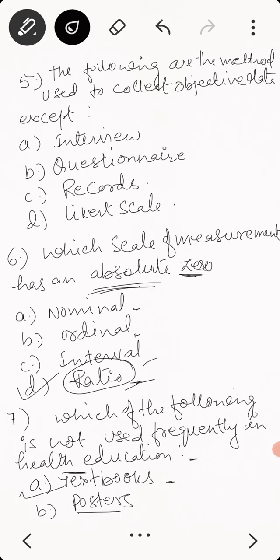The following are the methods used to collect objective data except. इनमें से कौन से methods है सारे के सारे जो कि ऑब्जेक्टिव डाटा को कलेक्ट करने के लिए यूज किए जाते हैं, बट एक नहीं किया जाता? ऑब्जेक्टिव डाटा मीन्स, व्हाट इज ऑब्जेक्टिव डाटा? विच इज डिप्राइव ऑफ सब्जेक्टिव कंटेंट.